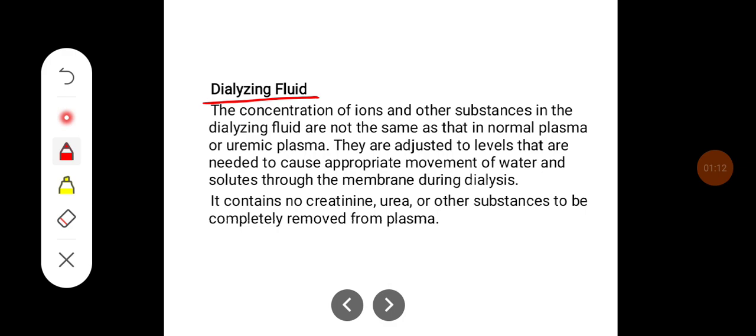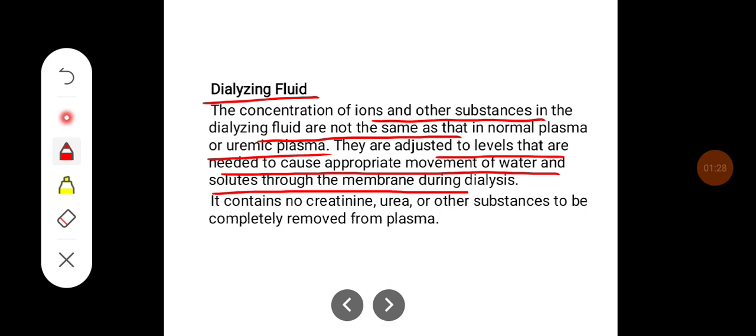Dialyzing fluid. The concentrations of ions and other substances in the dialyzing fluid are not the same as in normal plasma or uremic plasma. They are adjusted to the levels needed to cause appropriate movement of water and solutes through the membrane during dialysis. It contains no creatinine, urea, or other substances that are to be completely removed from the plasma.